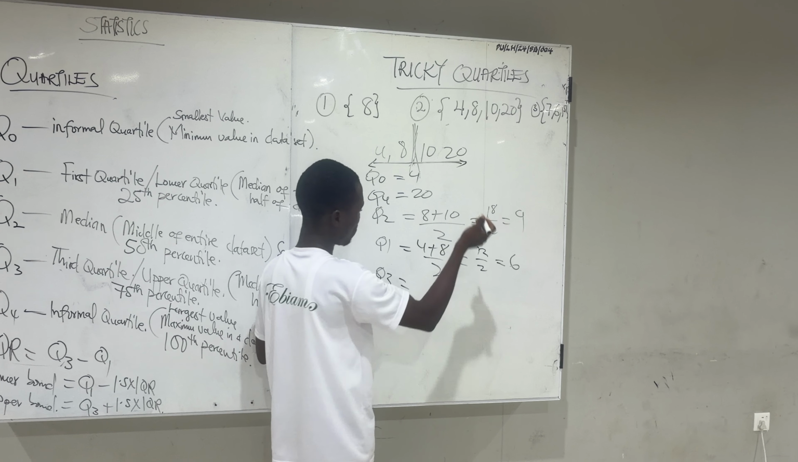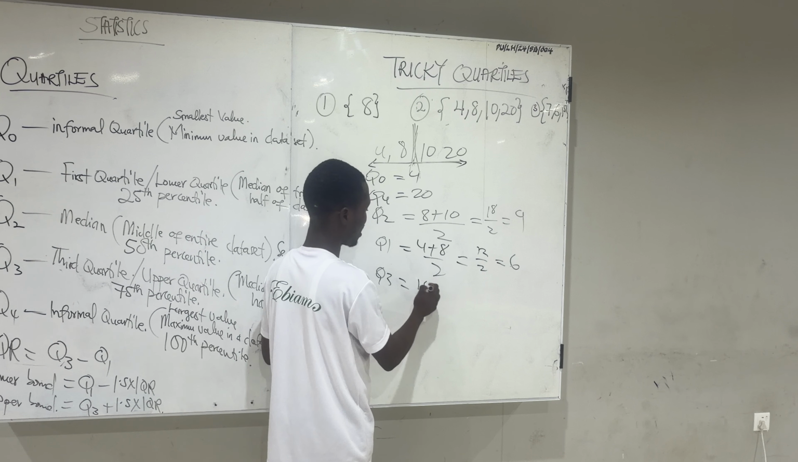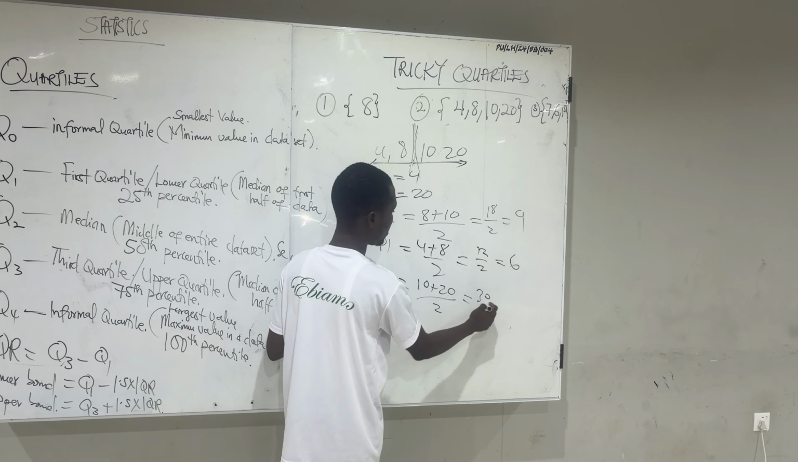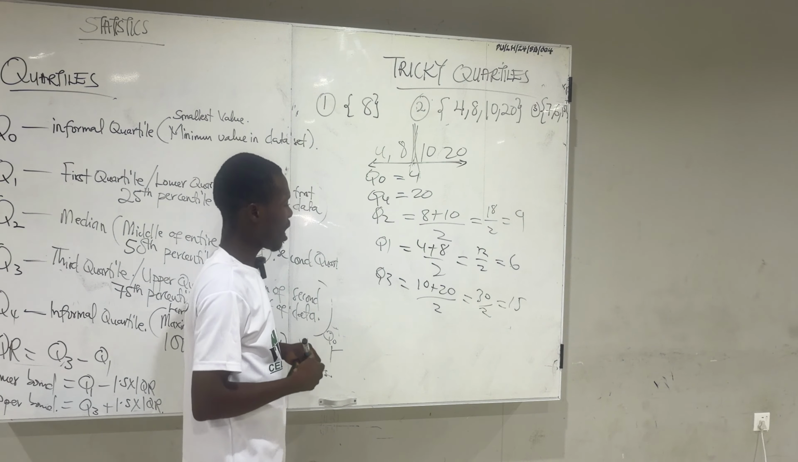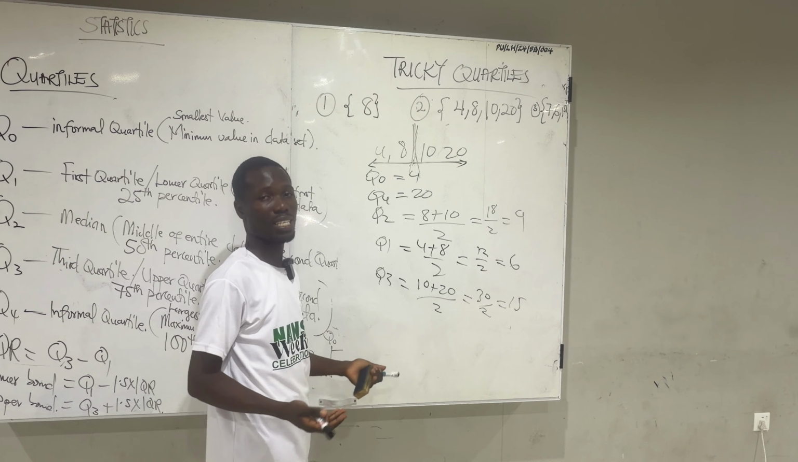Now we come to the Q3, which is what? The median of the second half of the data. And that one too is going to give us what? 10 plus 20 divided by 2. And that's going to be 30 divided by 2, which will be what? 15. Okay. Now, once we have gotten our Q1 and Q3, it means that we can solve for interquartile range.